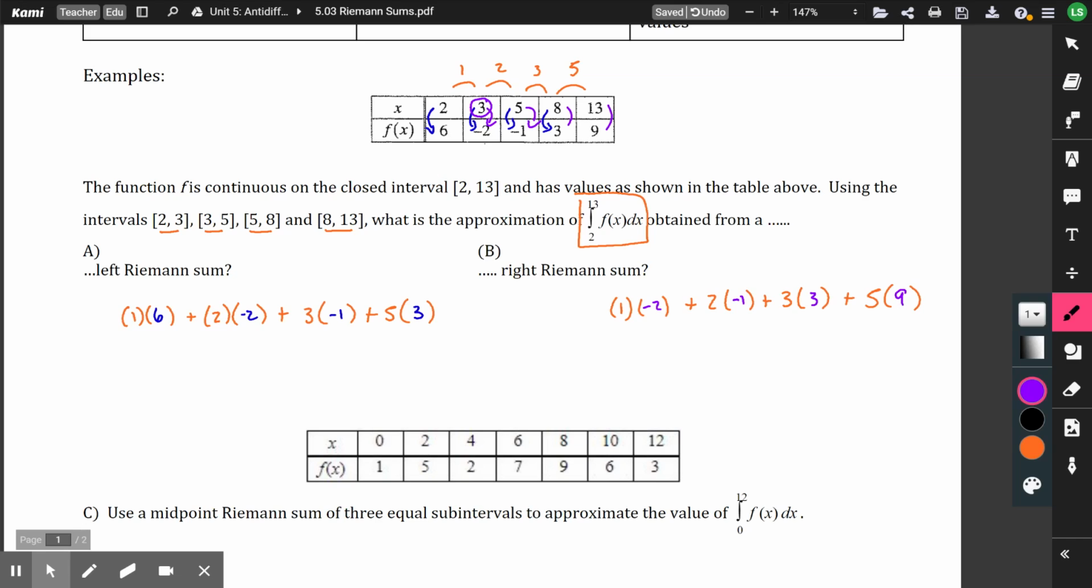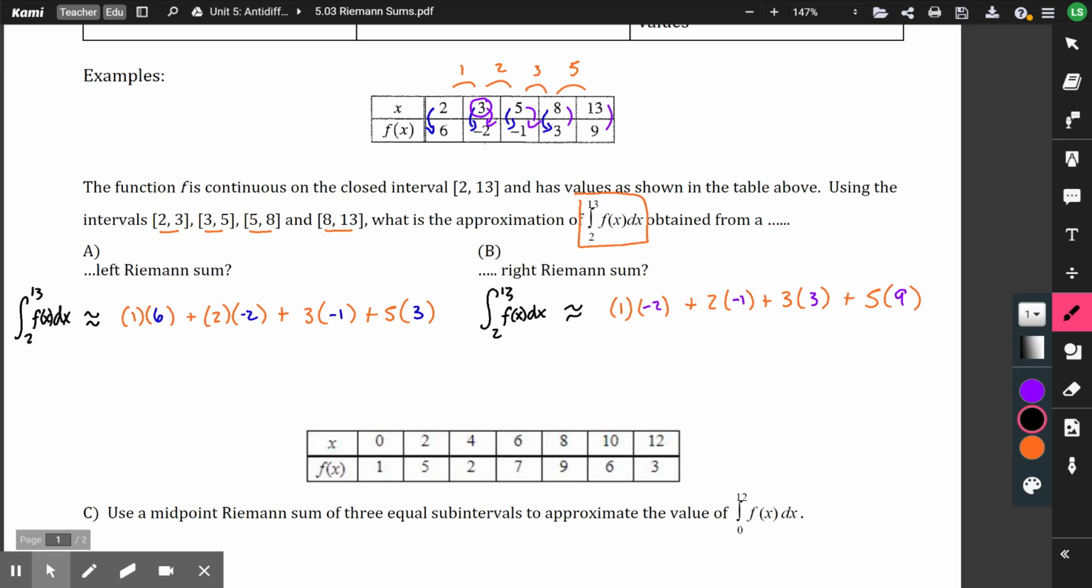Now, these are approximations. So when we describe what we're trying to evaluate, and we're saying we're using the integral from 2 until 13 of f of x dx, we're going to use the approximation symbol to represent the fact that this is not going to be an exact area under the curve, but rather just an approximation of what the area is going to be.